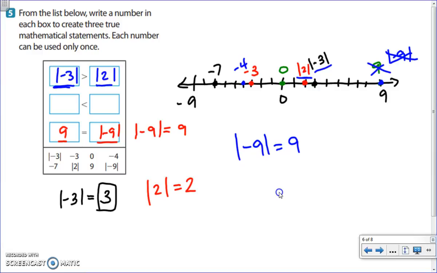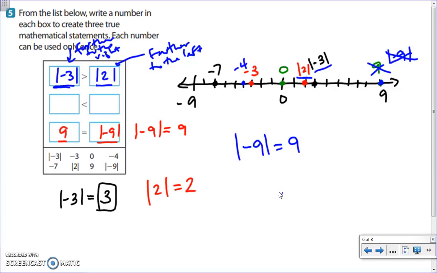You could have chosen a ton of different combinations as long as this number is farther to the right, and this number is farther to the left. Okay, as long as that is the case, you're good to go. There's a kabillion different ways we could have written that.